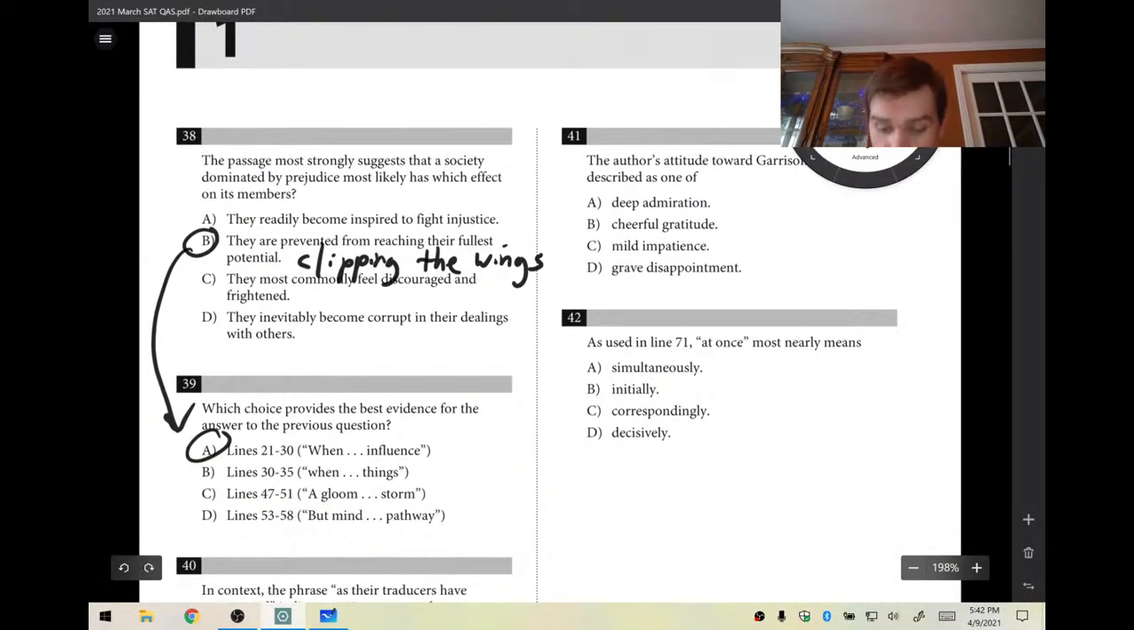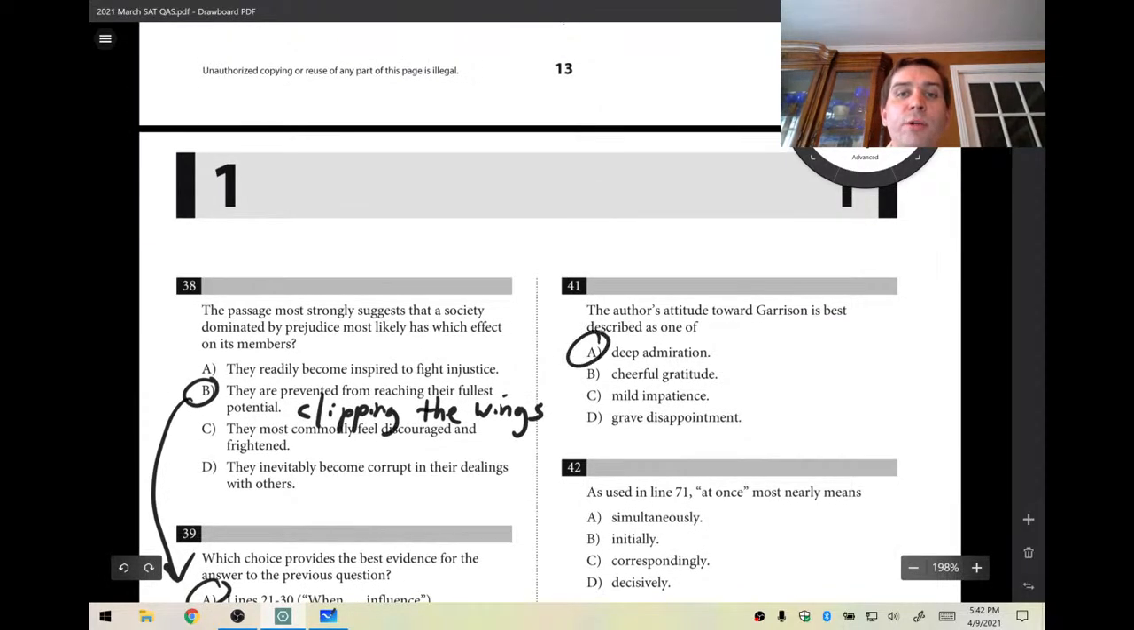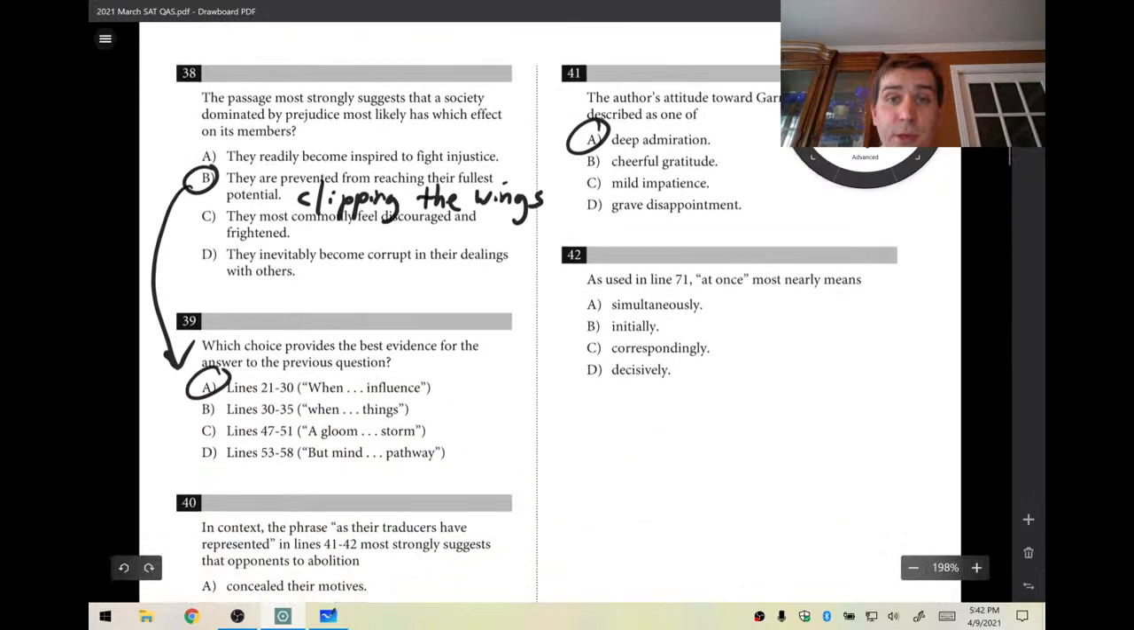All right, just a couple more questions here. The author's attitude towards Garrison is best described as one of deep admiration. We don't get a lot here. We know that Garrison was an abolitionist. We know that Paul, our speaker, is an abolitionist. He would have no reason to dislike Garrison. We know our author says he will not eulogize Garrison, but we have no reason to think that he wouldn't admire Garrison. Let's look at 42.